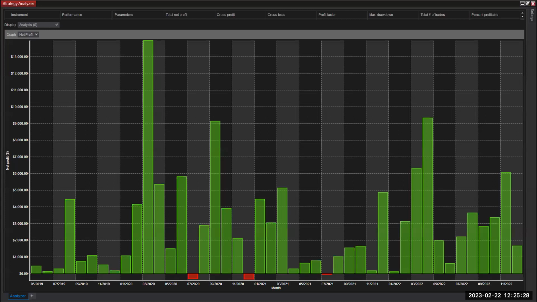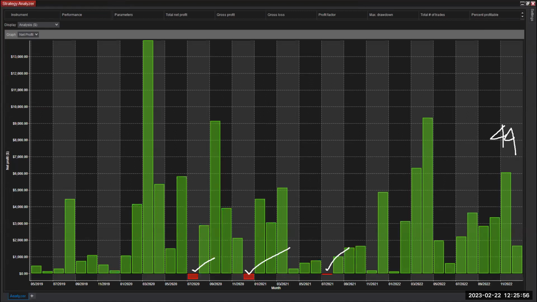I love this because this is the historical monthly net profit distribution of this portfolio, which shows you how it's performed and gives you an idea of what to expect each month. Look at this. Only 3 losing months, 1, 2, 3, out of 44 months, a little over 3.5 years.